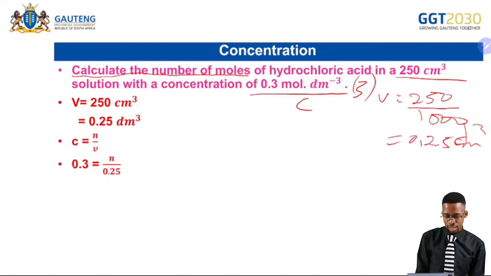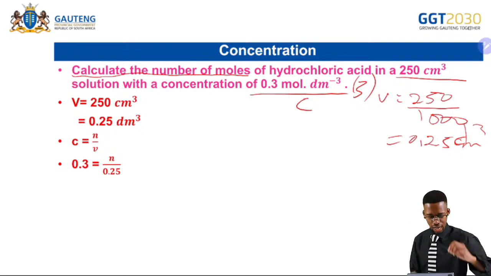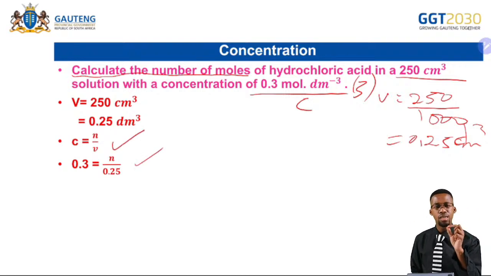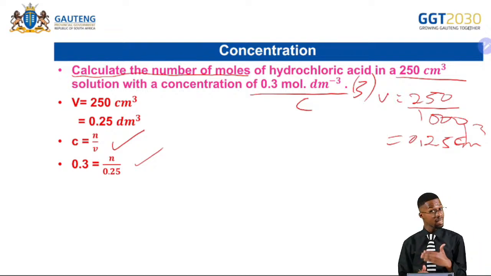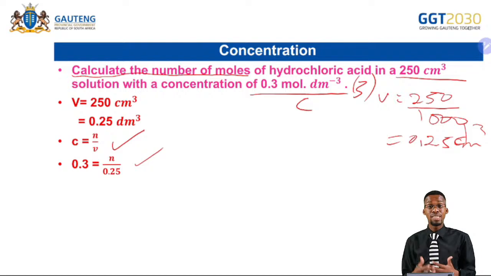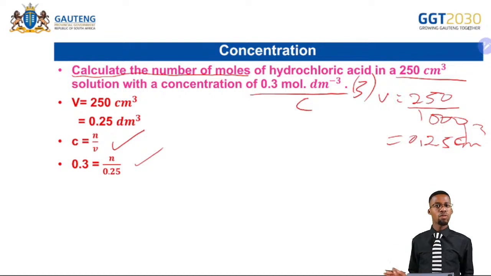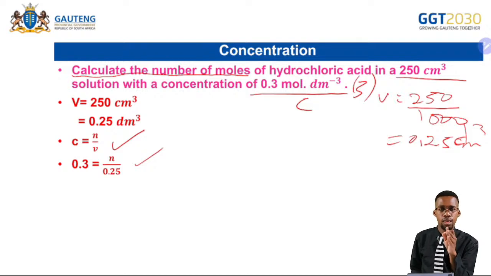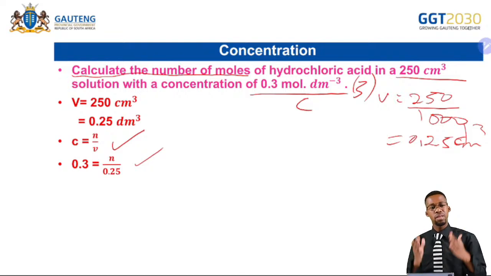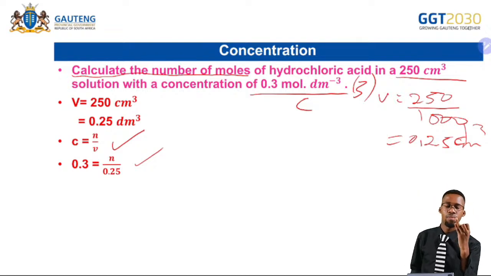What is our concentration? 0.3. What are our number of moles? We don't know. And what is our volume? In decimeter cube, it's 0.25. So write the formula as original as it is and substitute from that original formula. Then after that, you can show us your mathematical skills and show off. It's fine. But make sure that when you write the formula, you write it as original as it appears from the formula sheet, and two, substitute correctly.